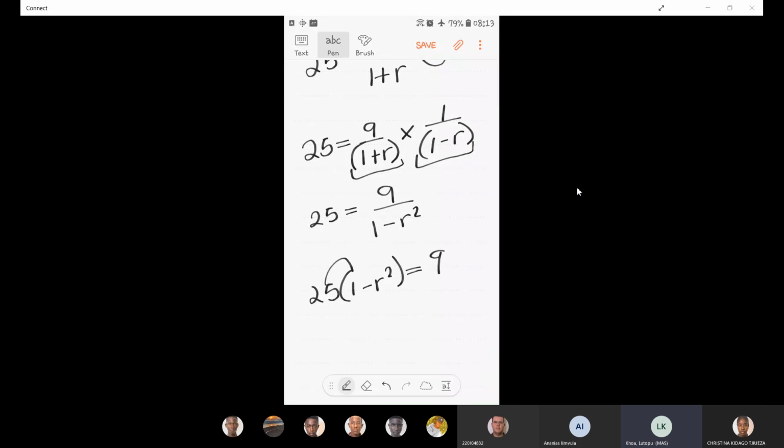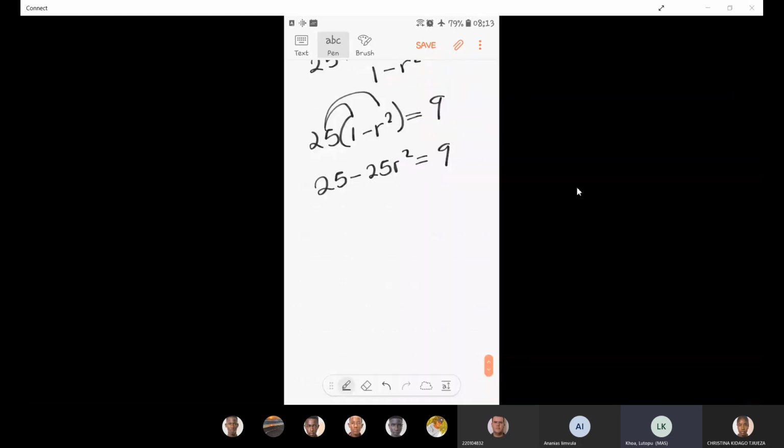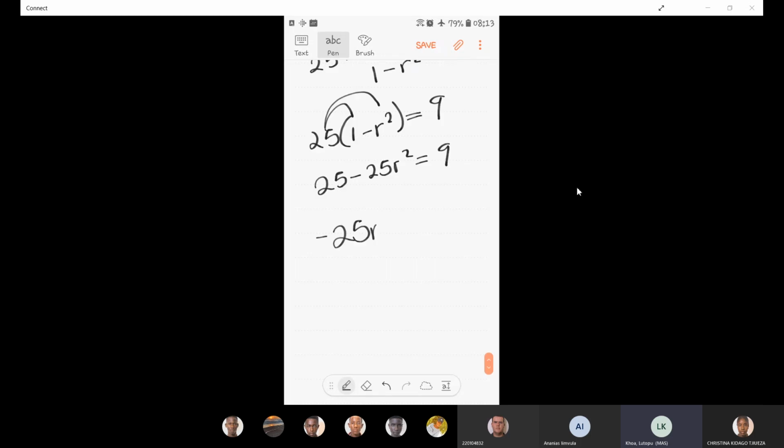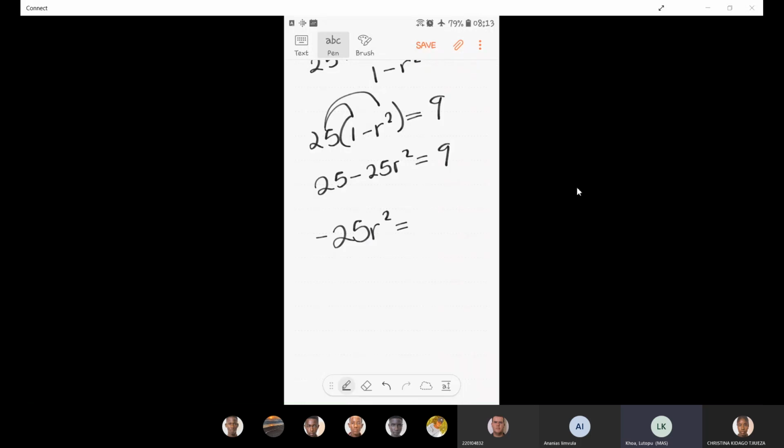Then you multiply out the brackets. You have 25 minus 25R squared. This is equal to 9. Then you make R the subject of the formula. You say negative 25R squared is equal to 9 minus 25, which is negative 16. Divide by negative 25 on both sides. You get R squared equal to 16 over 25.